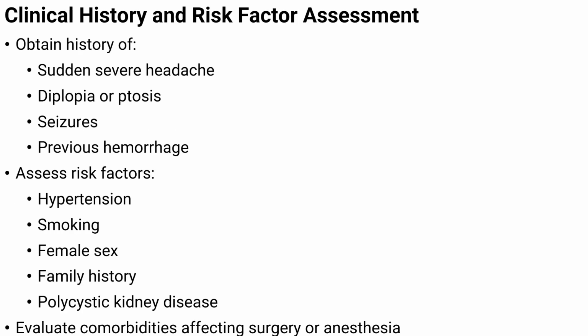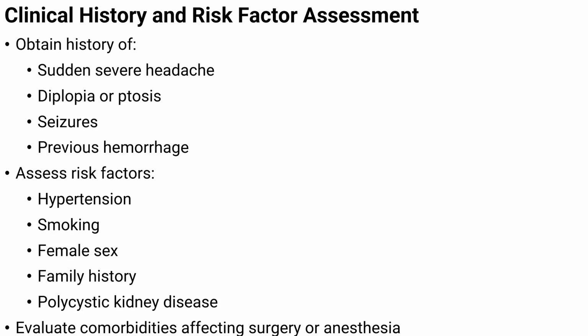Clinical history is a fundamental part of preoperative evaluation because many patients with posterior communicating artery aneurysms present with symptoms that suggest rupture, cranial nerve compression, or previous neurological injury. Important historical features include sudden severe headache, double vision, drooping of the eyelid, seizures, or evidence of prior hemorrhagic events during earlier clinical episodes. Risk assessment is equally important.